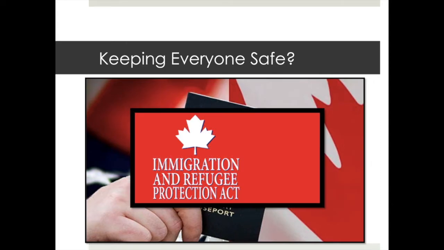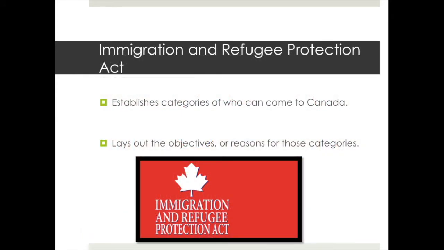Luckily for us, we have an act that helps with that. It's called the Immigration and Refugee Protection Act. And this is an act that was created in 2002. We'll look a little bit more closely at it. It was last amended, and if you remember, when we talk about making an amendment, it means to make a change or to update something. So this was last updated or amended in June of last year, 2019.